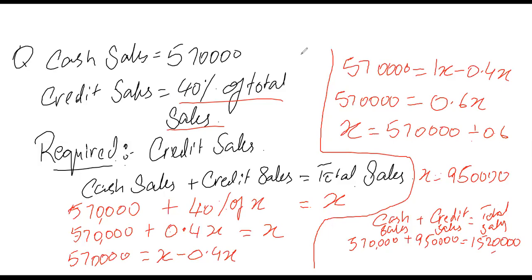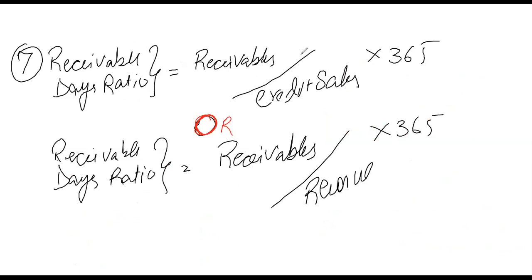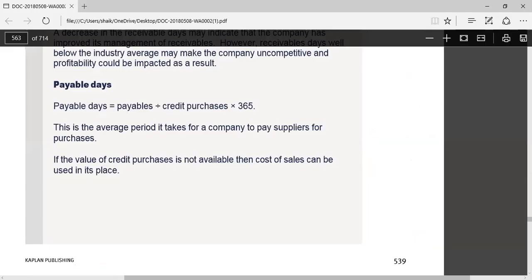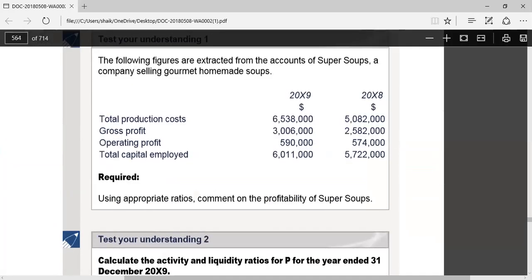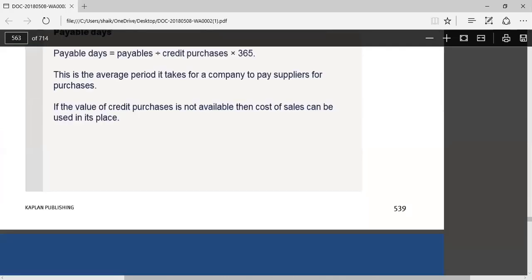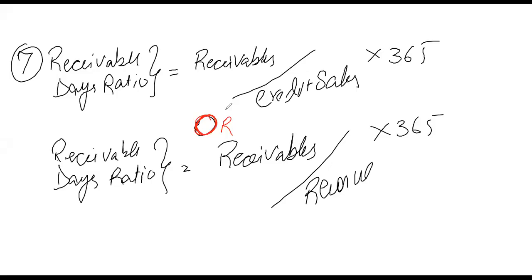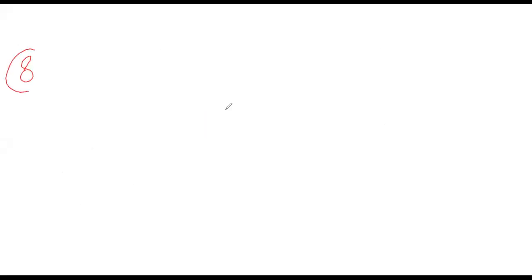So up till now, how many formulas have we discussed? We have discussed 7 formulas. Let us discuss one more. That is the payable days ratio. Same logic, same theme. Payable days ratio is equal to payables, that is closing payables, divided by the credit purchases, multiplied by 365. So let me draft another question with regard to the payable days ratio as well. The eighth formula that we'll be doing is the payable days ratio.